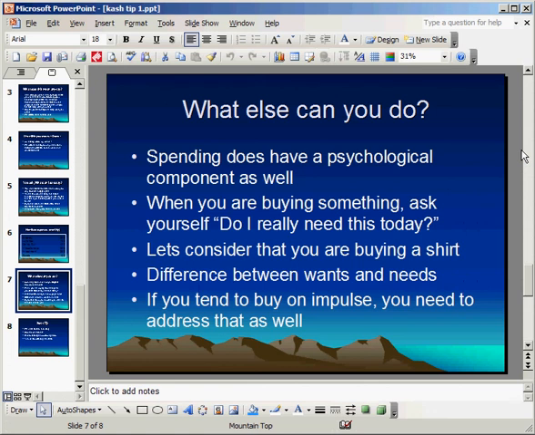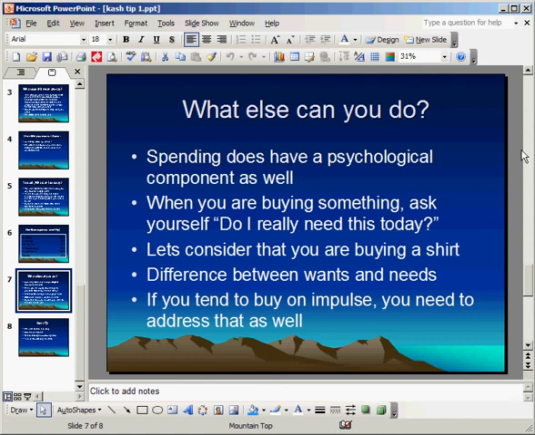What else can you do besides tracking your spending? Well, spending does have a psychological component as well. When you're buying something, you have to ask yourself, do I really need this today? So for example, let's say you're buying a shirt at a department store and the price tag is $60. Well, you have to ask yourself, do you really need a shirt? In my closet, I have many items that I have not even worn.